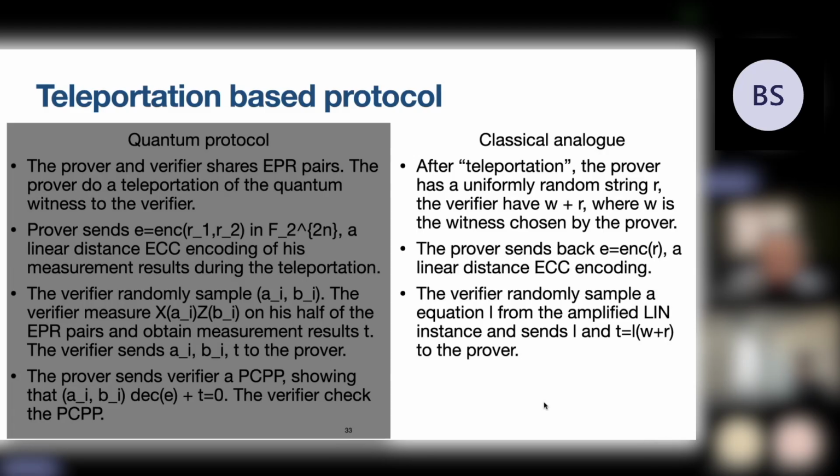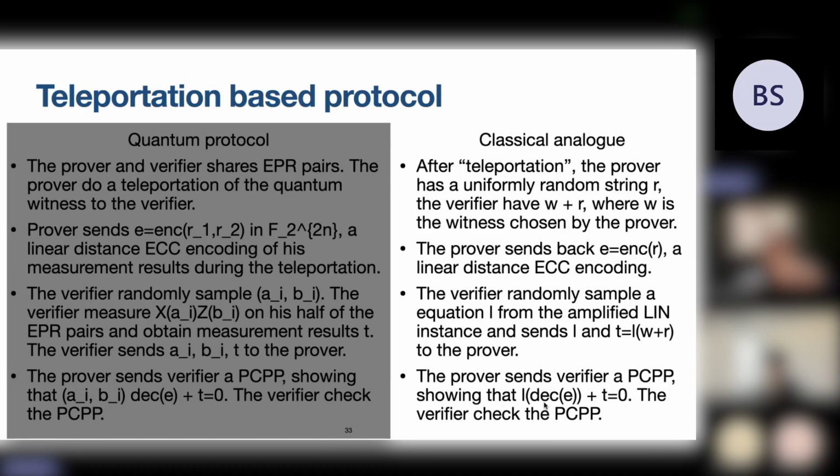And then the verifier uniformly samples L from the amplified linear instance, so the linear equation system. And he will calculate L applied on W plus R by himself, and also send L to the prover. And then the prover is going to send the verifier a PCPP. It shows that you first decode E and apply the linear equation, plus L acting on W plus R is equal to 0. And the verifier checks the PCPP and he's going to know the real result.